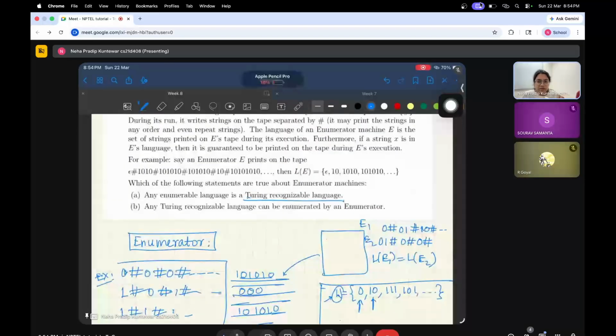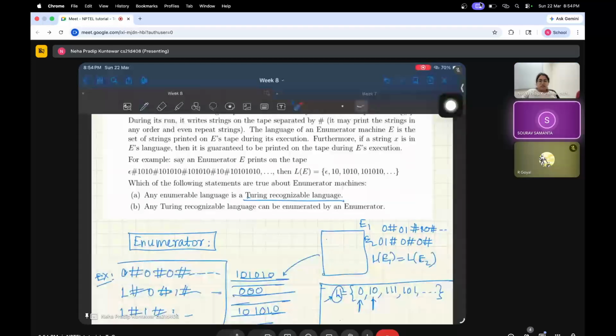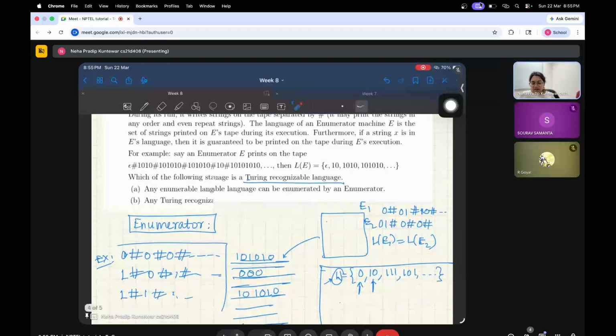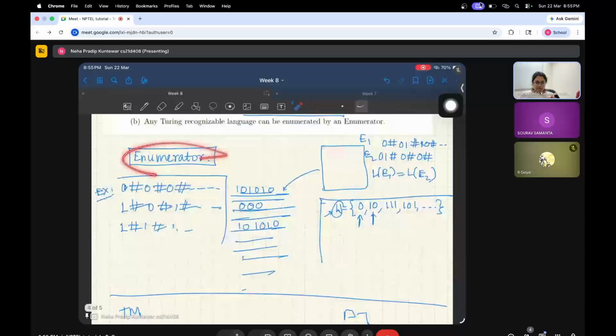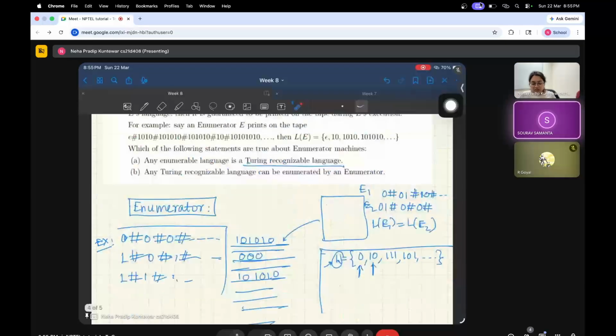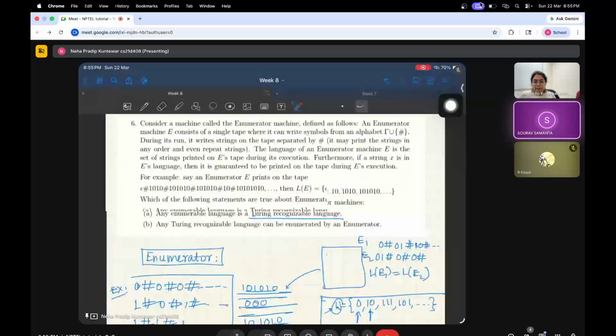So, do you have any thoughts on how to do part B? Ma'am, this question is not quite clear to me, so could you please explain it thoroughly? Is the definition of a Turing machine fine, right? Is the definition of an enumerator also clear? Yes, ma'am. It keeps printing, not finitely.